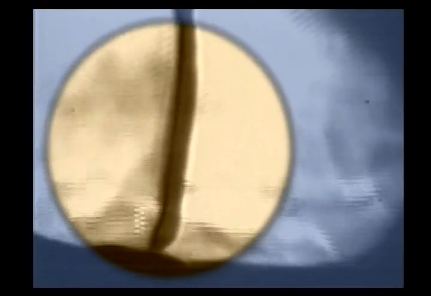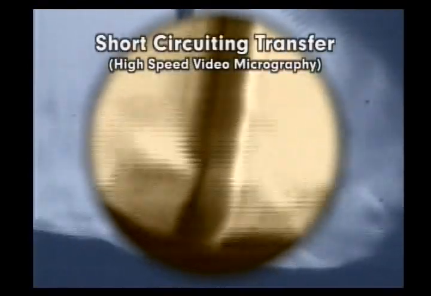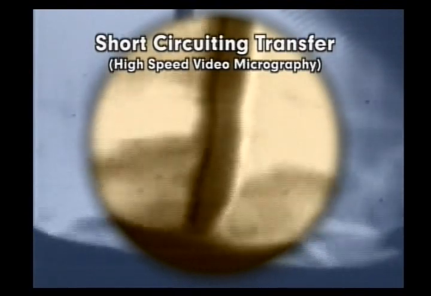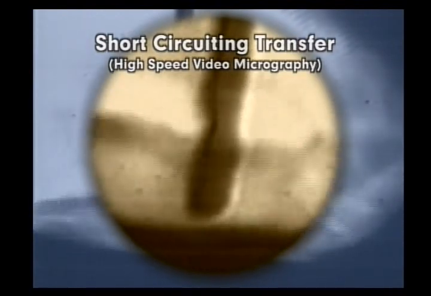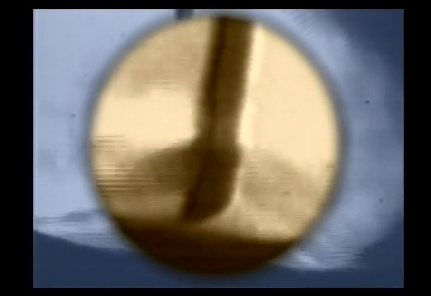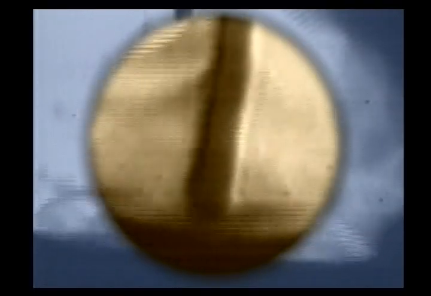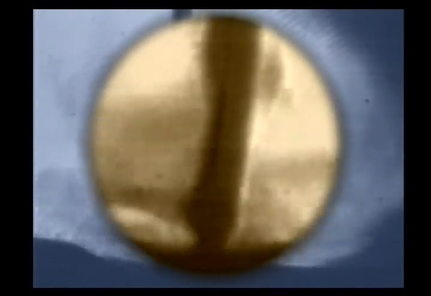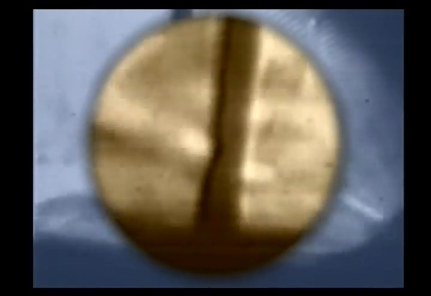The short-circuiting transfer mode encompasses the lowest range of welding currents and electrode diameters associated with gas metal arc welding. Metal is transferred from the electrode to the work only during intervals of controlled short circuits. The short-circuiting transfer mode is generally suited for joining thin sections, bridging large root openings, and for welding in all positions.